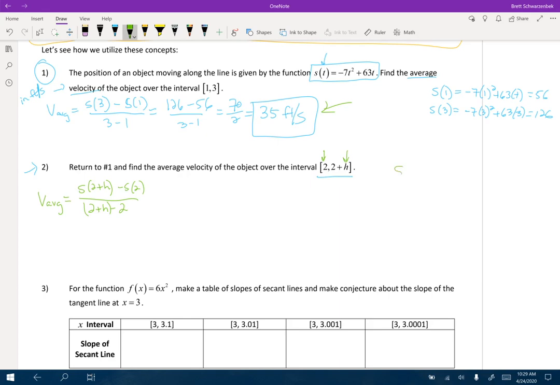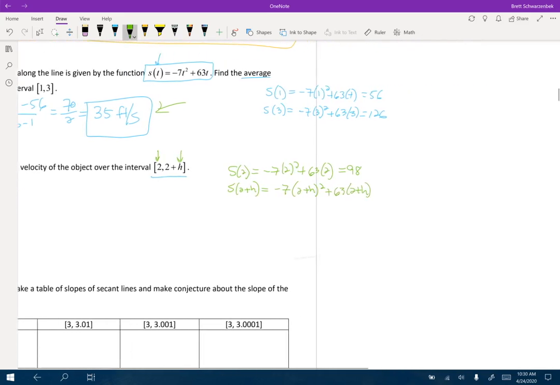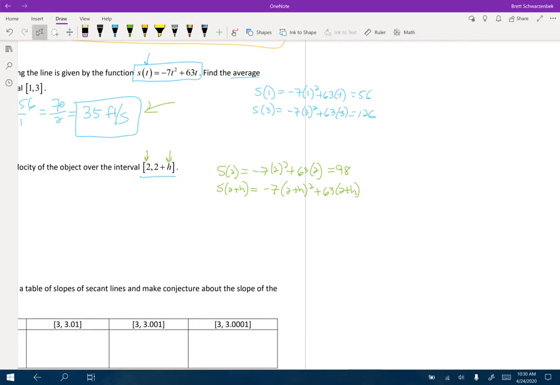Well, s of 2 we haven't found yet. We can do that. So s of 2 is negative 7 times 2 squared plus 63 times 2. That is going to be equal to, it looks like, 98. But s of 2 plus h is a whole other story. I need to take 2 plus h and sub it into both of my missing spots here. So I'm going to move over here because we need some work. Most of you will realize this is the distributive property, but we have a whole different scenario here.